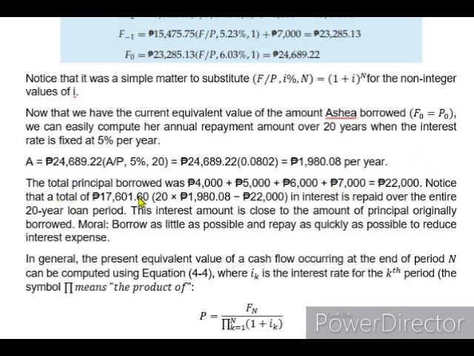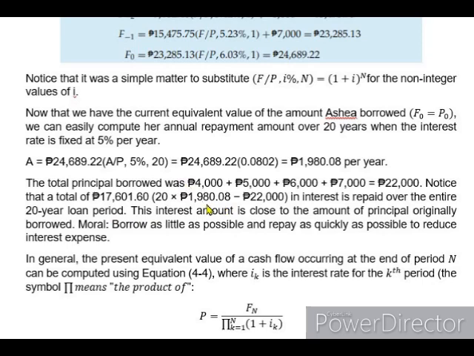Okay? So, the total principal borrowed was 4,000 pesos, 5,000, 6,000, 7,000 is equal to 22,000 pesos. So, notice that a total of 17,601.6 pesos, tapos, multiply dito. Okay? So dito, nakuha tong 17,000 mula dito sa computation na to, guys. Okay? So in interest is repaid over the entire 20-year loan period. So mababayaran siya over 20-year loan period.